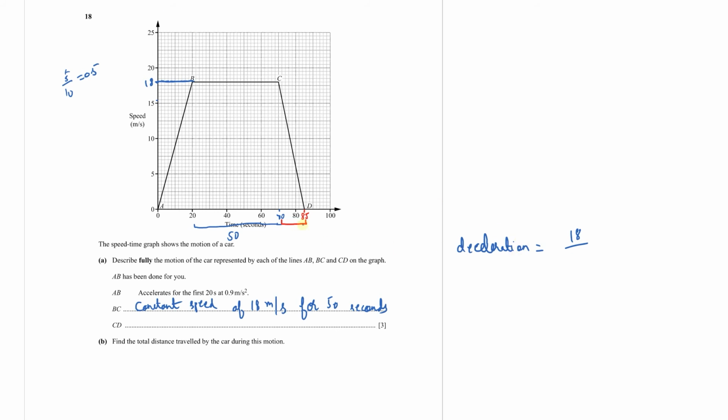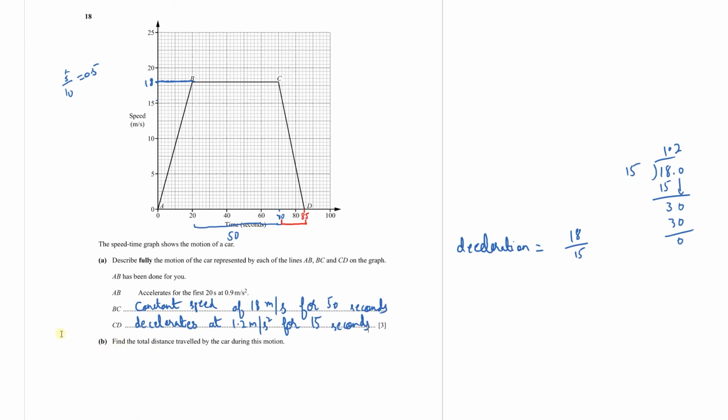So how long is the time taken? From 70 to 85, it's 15 seconds. So 18 divided by 15 will be 15 times 1 is 15. Then you have 3 remainder. I'll add a decimal, bring the 0 down, and then this will be 1.2. 2 times 15 is 30. So this is 0. So this decelerates at 1.2 meter per second square for how long? For 15 seconds. So this is how you'll complete these statements.